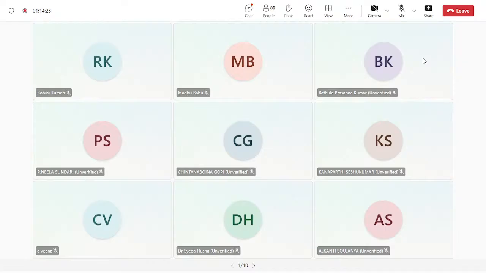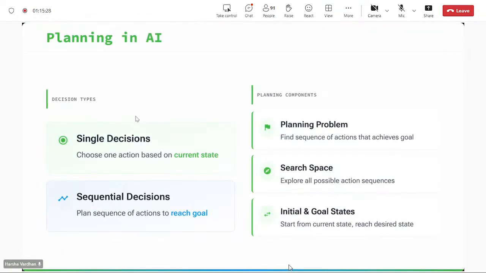So we'll just resume. So far, we have discussed single decisions. But many real problems require a sequence of decisions or multiple decisions working all together. So planning. Planning is a concept which is about choosing a series of actions to achieve a certain goal. So you plan something to achieve a certain goal.